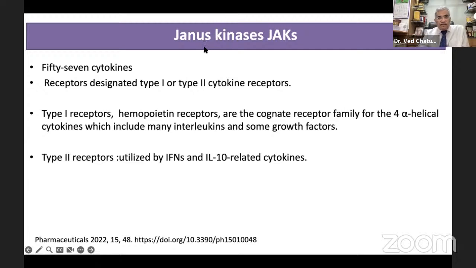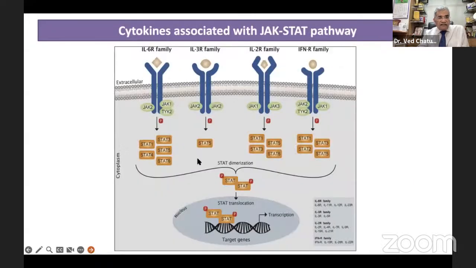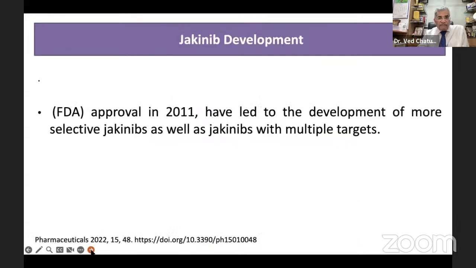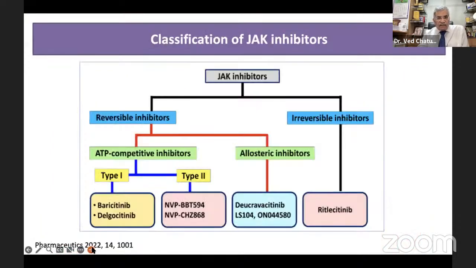JAK inhibitors means Janus kinase inhibitors, and they block the cytokines. They block the receptors, and they block these signals. That is how the JAK inhibitors work: JAK1, JAK2, JAK3. So different cytokines they can block. You can block JAK1, you can block JAK2, or you can block JAK3 or other cytokines. Sometime we'll talk on this.